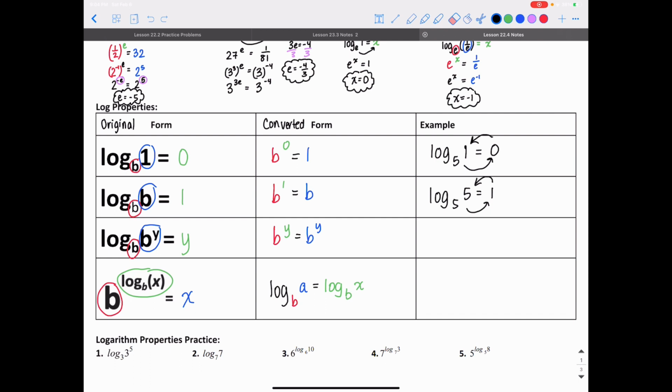For the third property, I have log base b of b to the y power, which is equal to y. For example, log base 5 of 5 to the third power. What do I have to raise 5 to to get 5 to the third power? That's 3. So 5 to the third power gives me 5 to the third power. My answer is 3. And then for the last one, an example for b to the log base b of x would be 5 raised to the log base 5 of 4. I know that's going to spit out 4, which is what's inside of my logarithm.